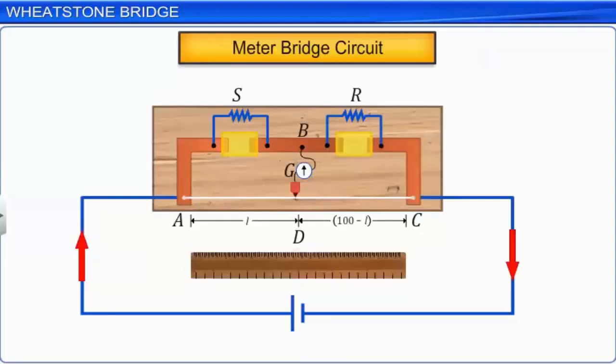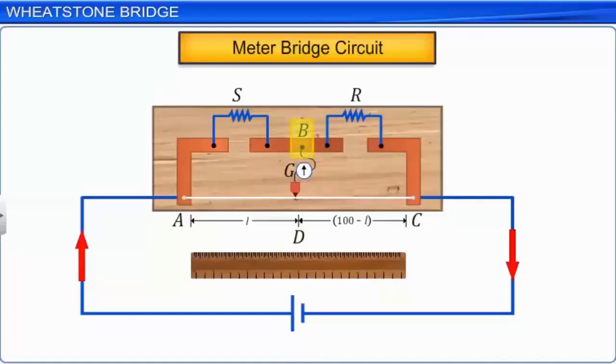There are 2 gaps, one on the left and the other on the right. In the horizontal part of the metallic strip where 2 resistors, one of which is known and the other unknown, are attached. The end points A and C, where the wire is clamped to the metallic strip, are connected to the cell. One end of the galvanometer is connected to the midpoint B of the metallic strip between the 2 gaps in it.